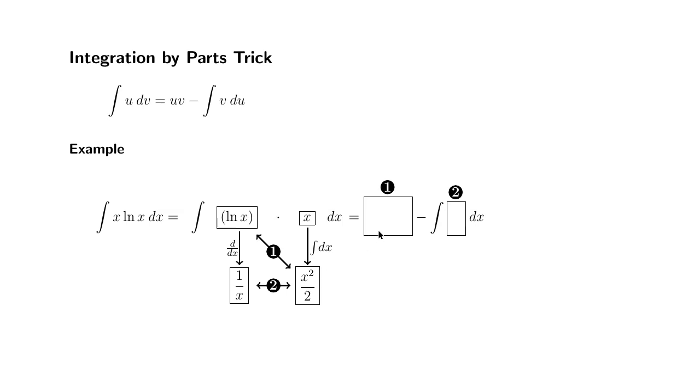Then the first term in the integration by parts would be the multiplication diagonally. So you multiply natural log of x and x squared over 2, and you're going to get x squared over 2 times natural log of x. And that goes inside. Minus the integral of, so the integrand is what you multiply horizontally. You multiply those guys, and you can see that the x cancels out, so it's going to be simply x over 2. We put that in there.